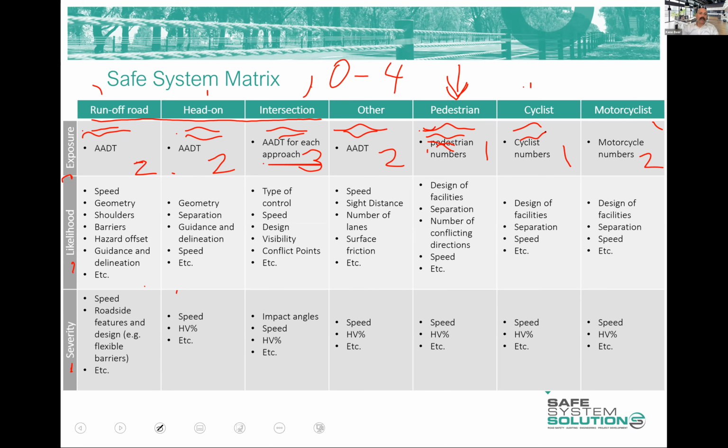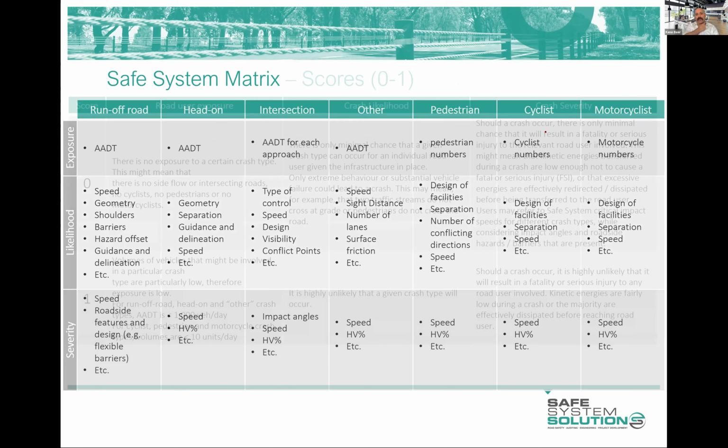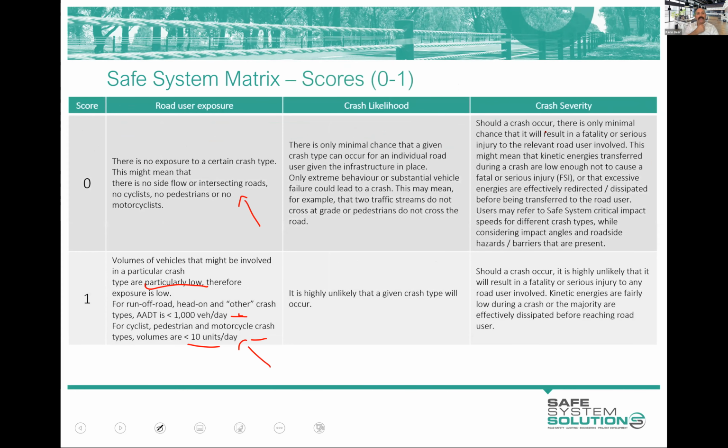And so what you do with likelihood is go back to our wonderful scoring reference sheet and have a look at the definitions in there. Let's start with a 1. It is highly unlikely that a given crash type will occur. That's not much information, is it? Let's see how a 2 would be. It is unlikely that a given crash type will occur. Again, this is not giving us a lot to play with, is it?